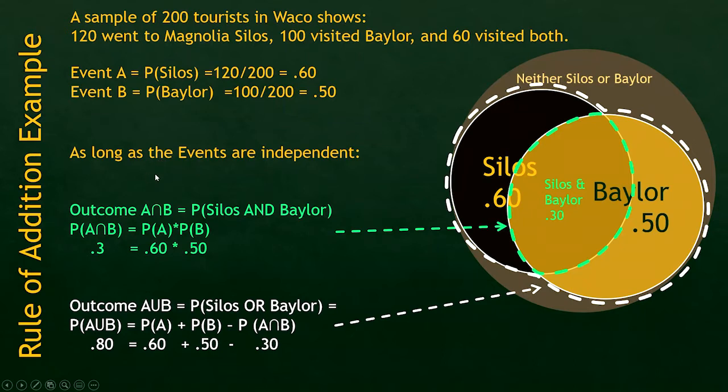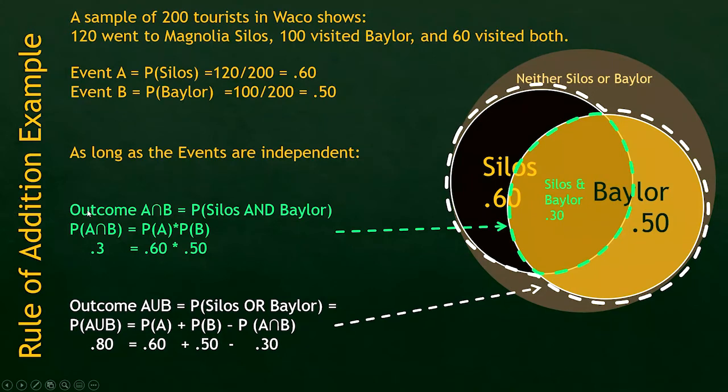And then as long as the two events are independent, you have the ability to use this fun little multiplication formula and just multiply the two of these together to find the intersection. Once again, that is only if the events are independent. In other words, the probability of silos does not influence the probability of an individual going to Baylor, and the probability of an individual going to Baylor does not influence the probability of them going to the silos. So if they are truly independent, all that you have to do is multiply the two of these together to get that middle section right there.